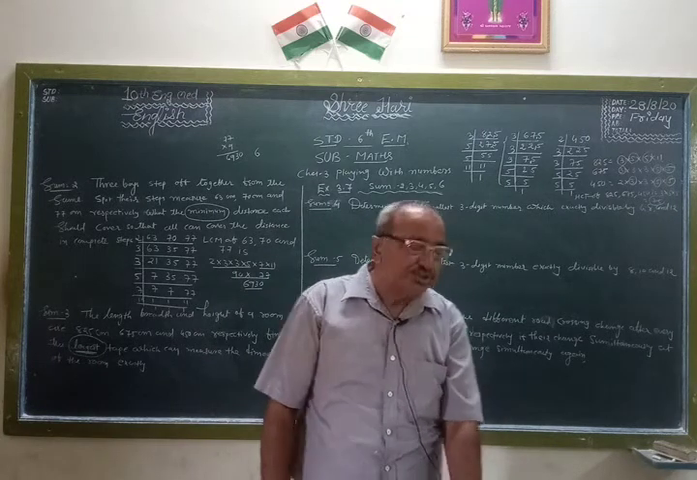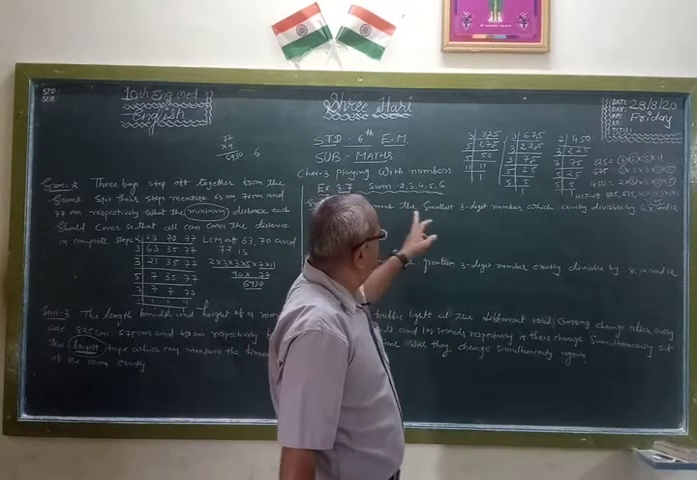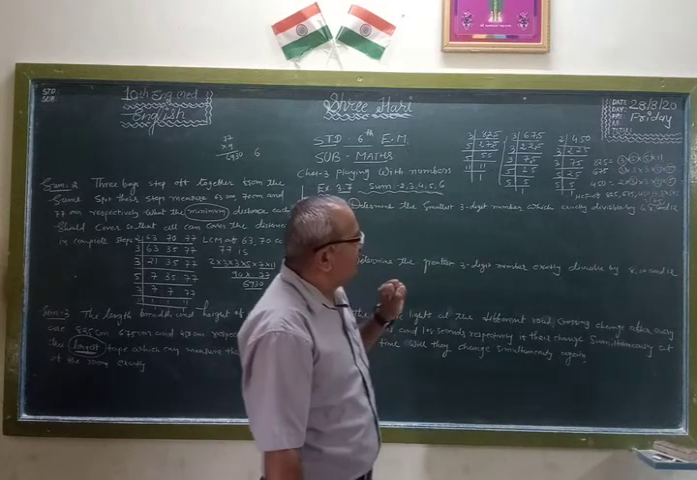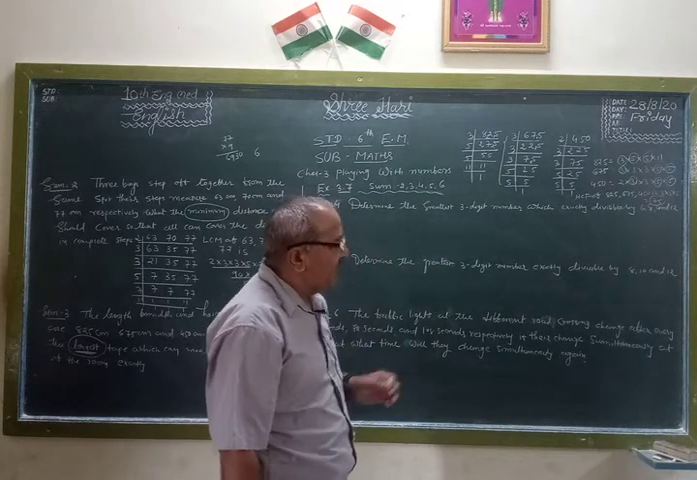Sum number 4 is: determine the smallest 3 digit number which exactly divides by 6, 8 and 12.